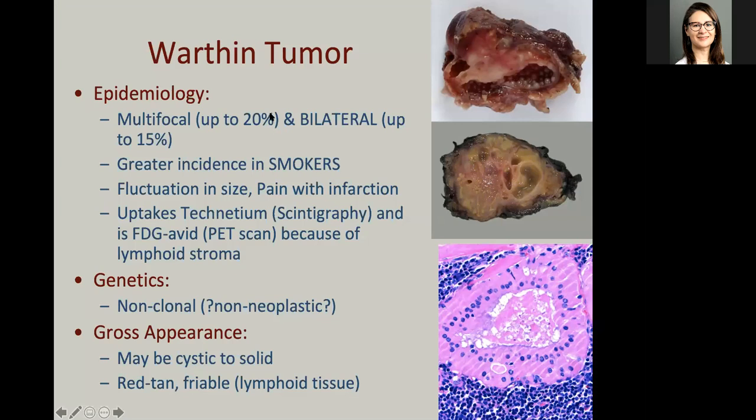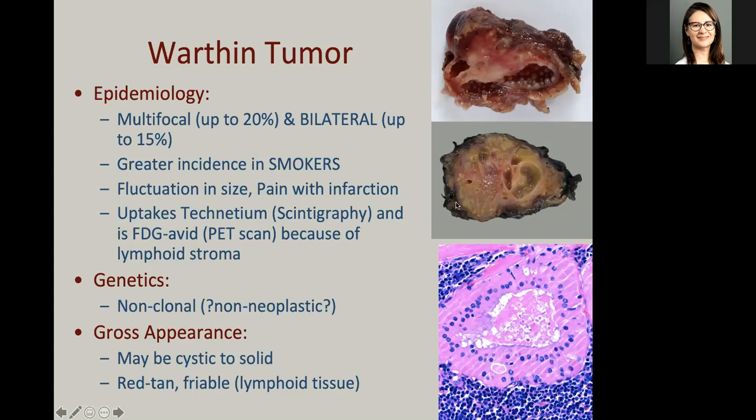Okay, so moving on to our second most common benign tumor, Warthin tumor. So we know that these can be multifocal and bilateral, especially in smokers, which makes you think, are these truly neoplasms, or is this just a reactive change if these can be multifocal? Like, how common is it to have the same tumor pop up more than one place? Well, in fact, it's been shown that Warthin tumors may actually be non-clonal. Therefore, they may actually not be tumors. They may be non-neoplastic, but whatever.